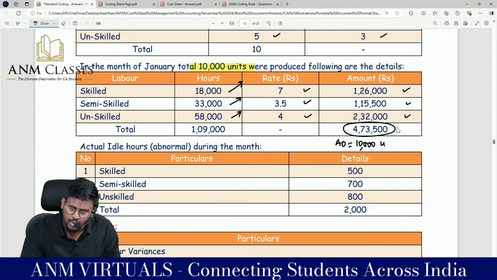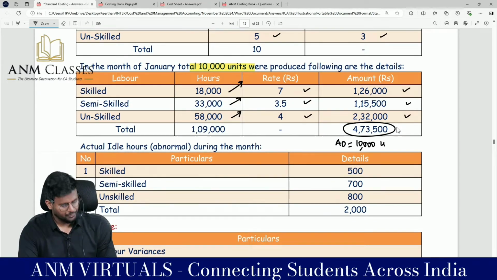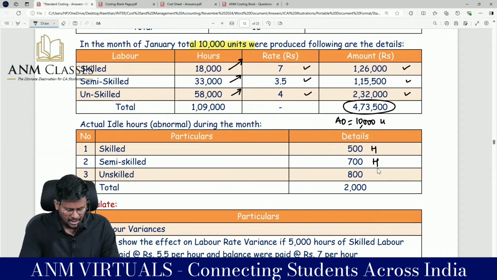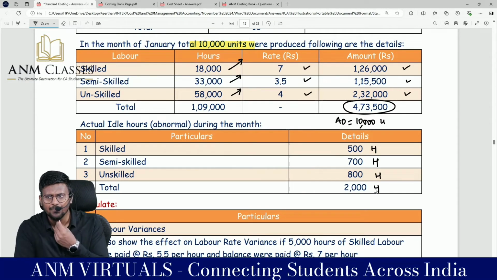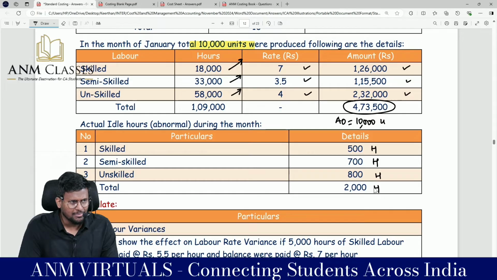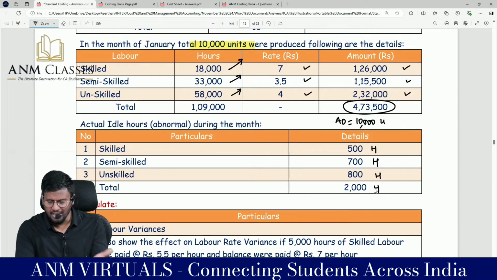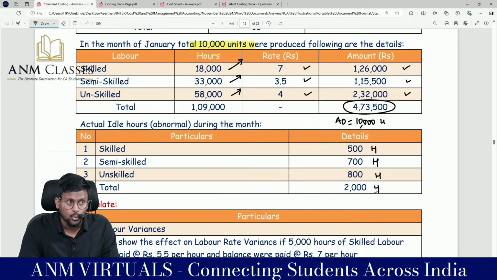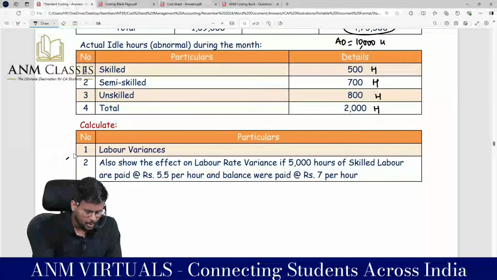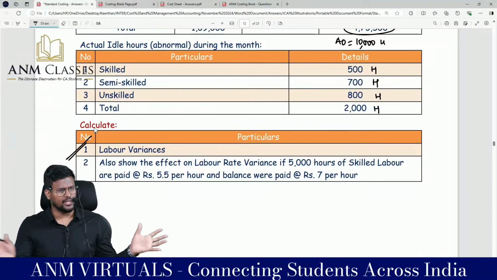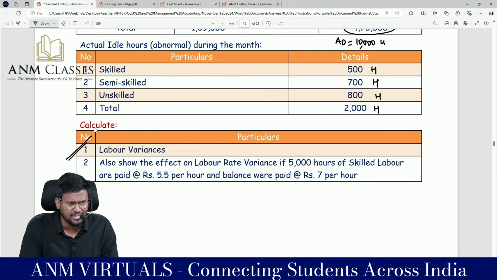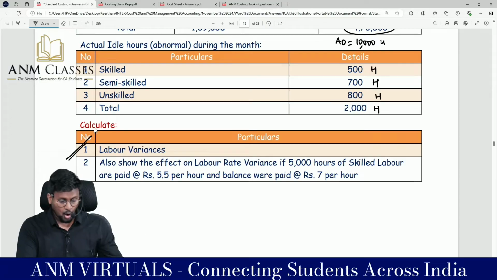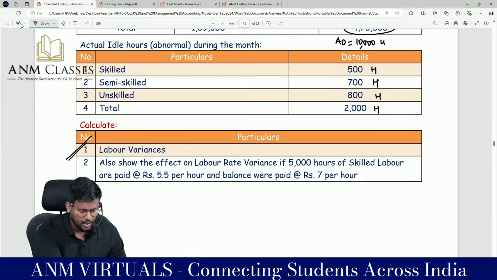Idle time is there. Skilled 500 hours, semi-skilled 700 hours, and unskilled 800 hours. Total 2,000 hours is the idle time. So from the actual hours worked, if we subtract the idle time, we will get the net actual hours. You have to calculate all the labor variances, 1 minus 2, 2 minus 3, 1 minus 3, whatever it may be. Also show the effect on labor and the variance.